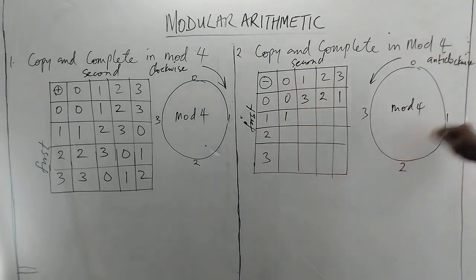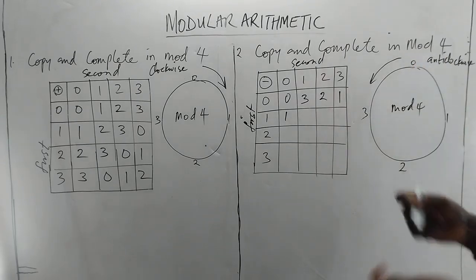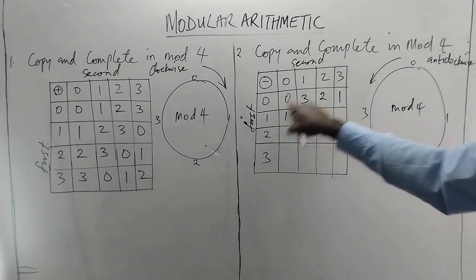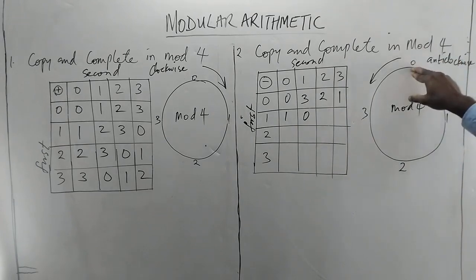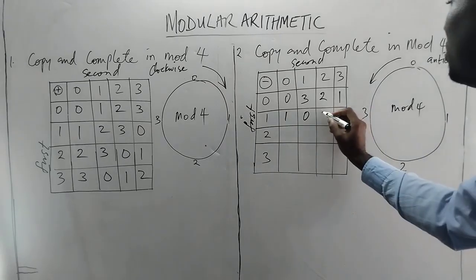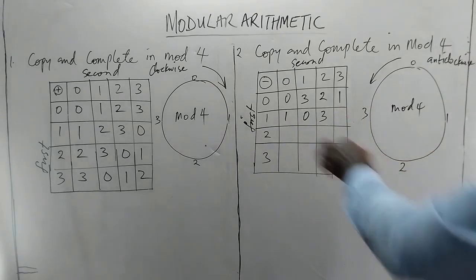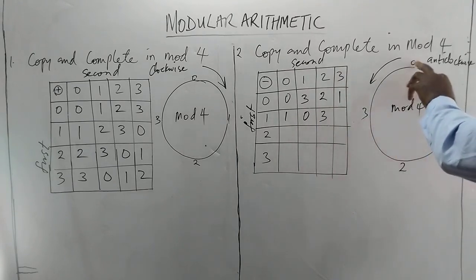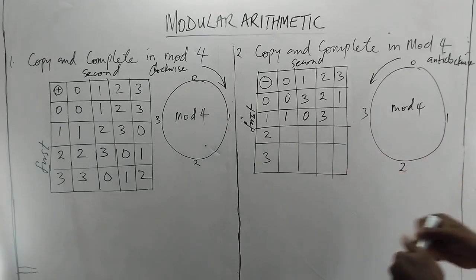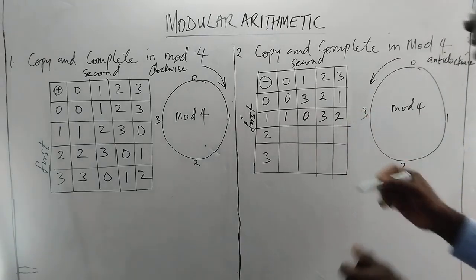1 minus 1 means you are here and you are moving once. Remember, anti-clockwise. So moving once will land you at 0. 1 minus 2 means you are starting at 1 and you are moving 2 places. 1, 2. That will be 3. Then 1 minus 3 means you are starting here and you are moving 3 places. 1, 2, 3. Write 2 there.